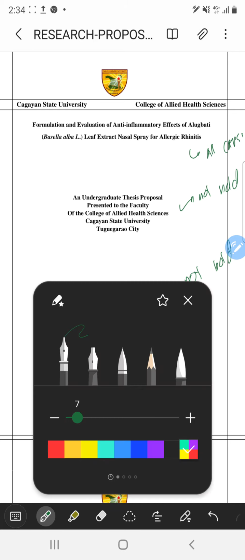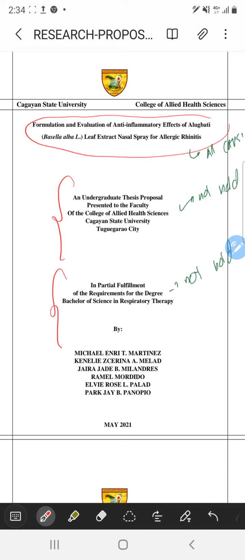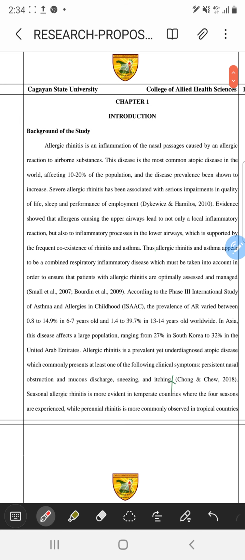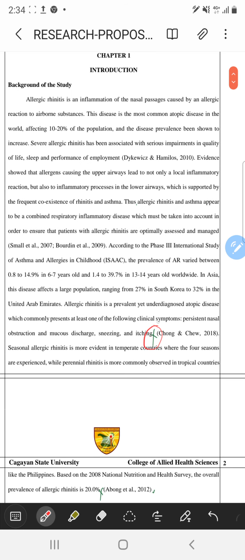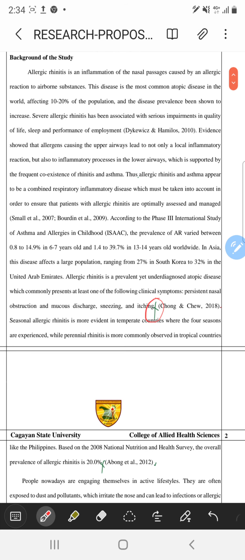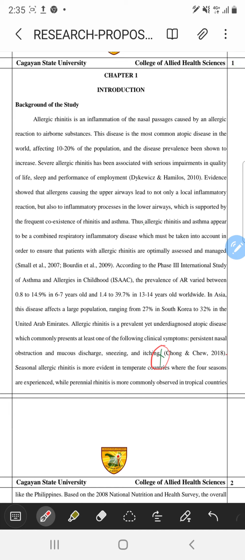For your title, all caps for the title. This part is not in bold. Yes, yes. And for the background of the study, please see how you cite. You put the citation after the period. There's the period. Same as this one.